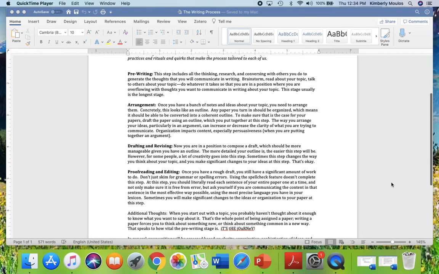So with that said, the first step is pre-writing. So this step includes all the thinking, research, and conversing with others you do to generate the thoughts that you will communicate in writing. Brainstorm, read about your topic, talk to others about your topic, do whatever it takes so that you are in a position where you are overflowing with thoughts you want to communicate in writing about your topic. This stage is usually the longest stage.